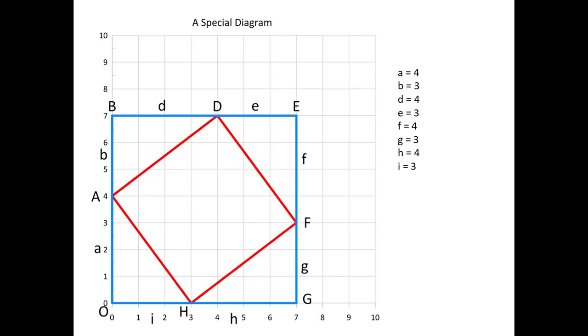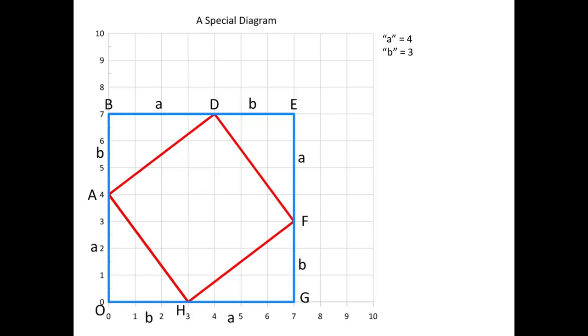When we look at that, those sides alternate between length 4 sides and length 3 sides. And so now that we have these alternating sides of length 4 and 3, we replace the labels A, B, C, D, E, F, G, H, I with A, B, A, B, A, B, all the way around the quadrilateral. And we see that A is the 4 length and B is the 3 length.